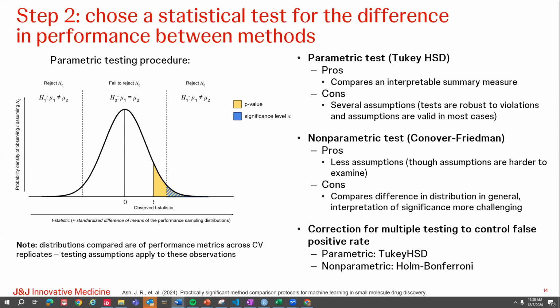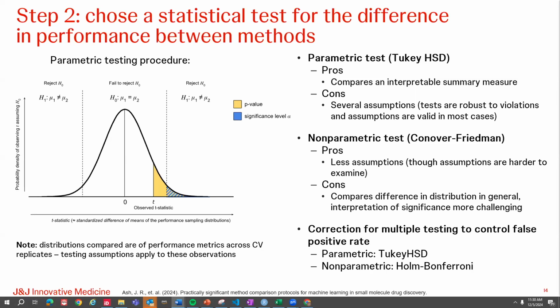After false positive rate, statistical power is also important, and that's the probability that a difference between methods will be detected if one really exists. The test we propose is Tukey's HSD, which is an extension of the t-test for all pairwise comparisons. And that's typically what we're doing in method comparisons.